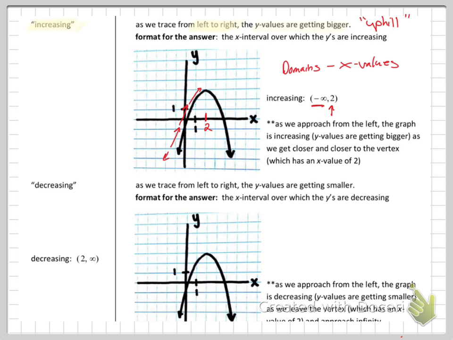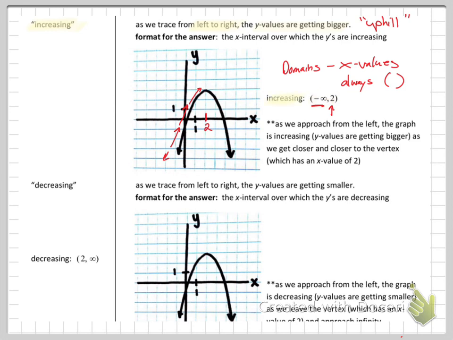Notice that they're parentheses. We always use parentheses. I'm just going to write a parentheses. I never remember how to spell parentheses. It's always parentheses for increasing and decreasing. So as it approaches from left, the graph is increasing. The y values are getting bigger as we get closer and closer to the vertex, which has an x value of 2, which is why it's from negative infinity to 2. So that was our increasing. Let's highlight the word instead.